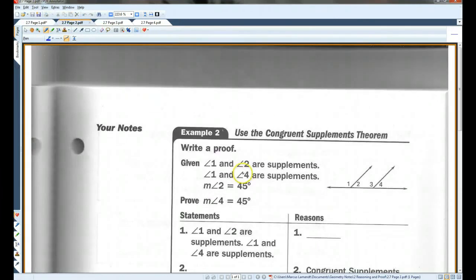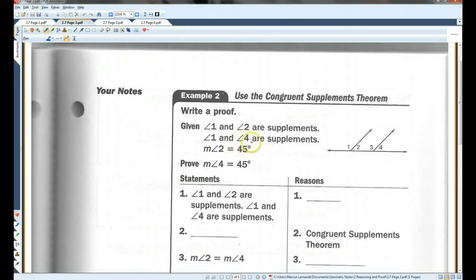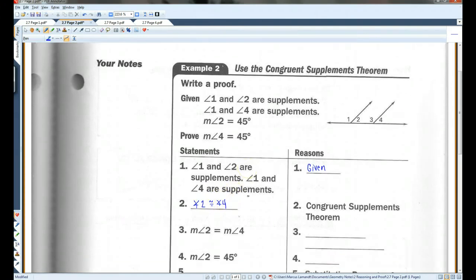Write a proof. Angle 1 and 2 are supplements. Angle 1 and 4 are supplements. Angle 2 equals 45 degrees. We need to prove that angle 4 also equals 45 degrees. Alright, first step is the given. Now, if angle 1 and 2 are supplements and angle 1 and 4 are supplements, then angle 2 has to be congruent to angle 4. That's the theorem that we just learned, the congruent supplements theorem.